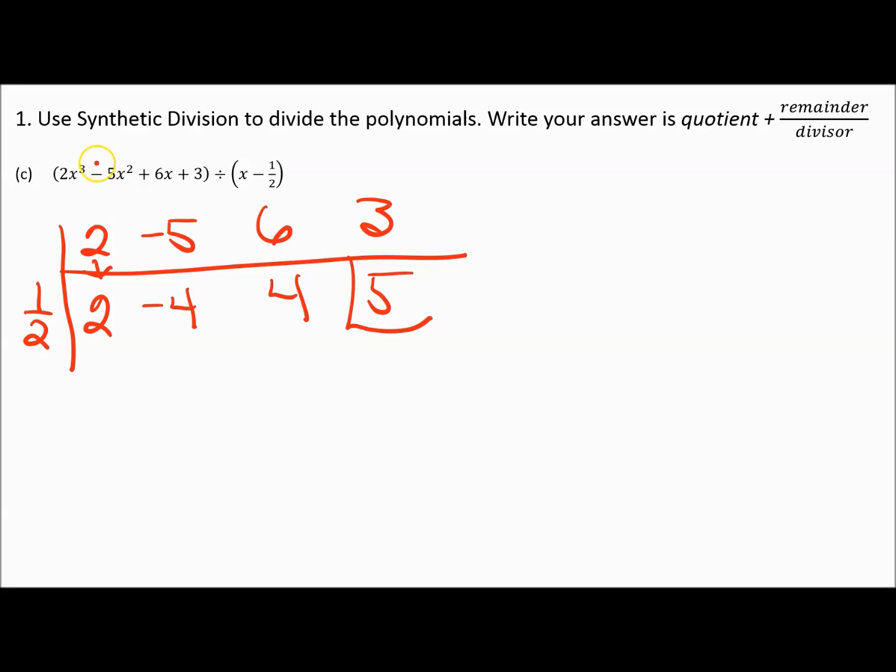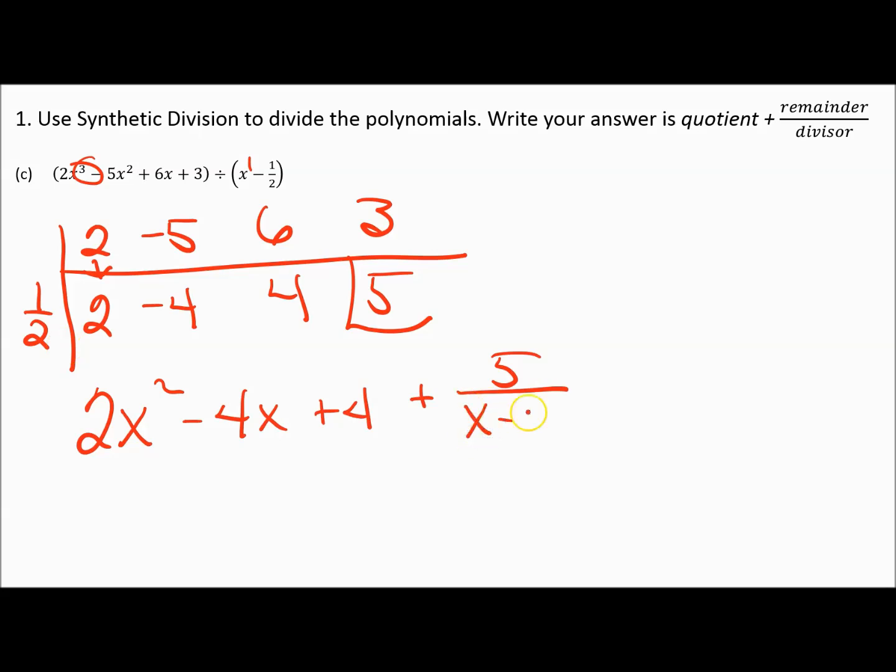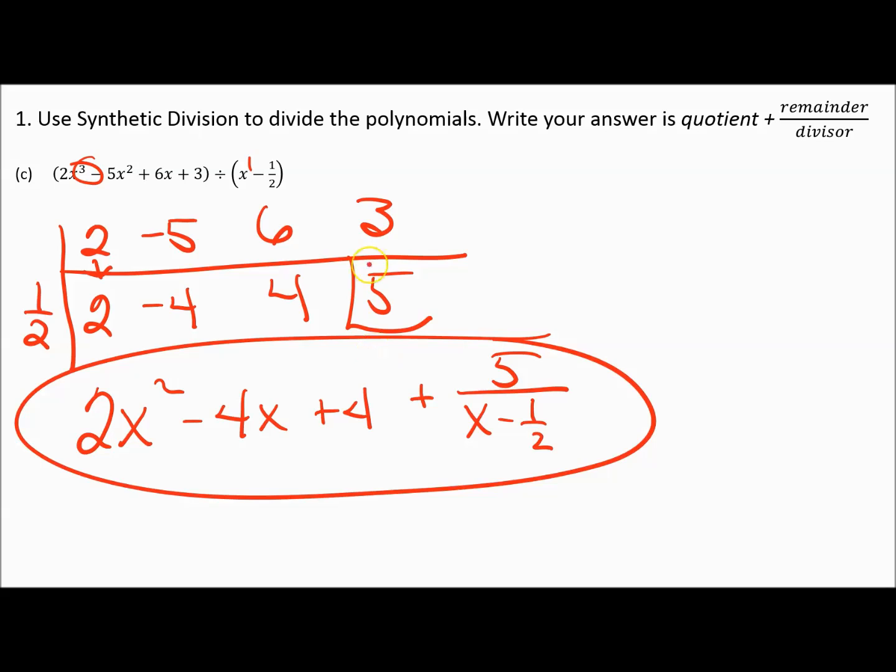Now remember, if I take an x to the third and I divide it by an x to the first, my highest exponent is going to be an x squared. So I have 2x squared minus 4x plus 4 plus a remainder of 5 over my divisor, which is x minus 1/2. Again, another way to think about that is that the last number is the remainder, which means this is constant, this is x squared. So either way you think about that.